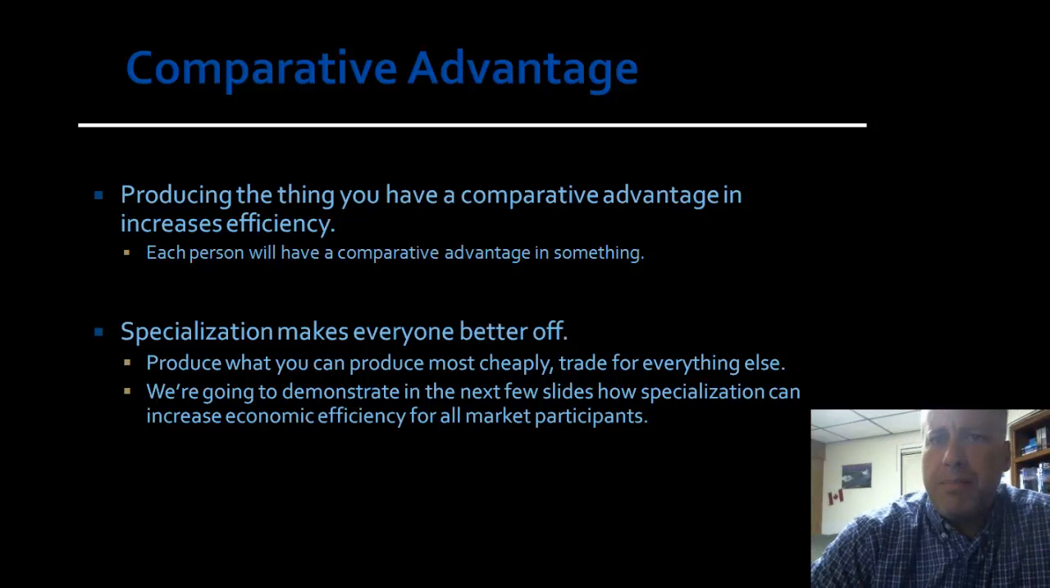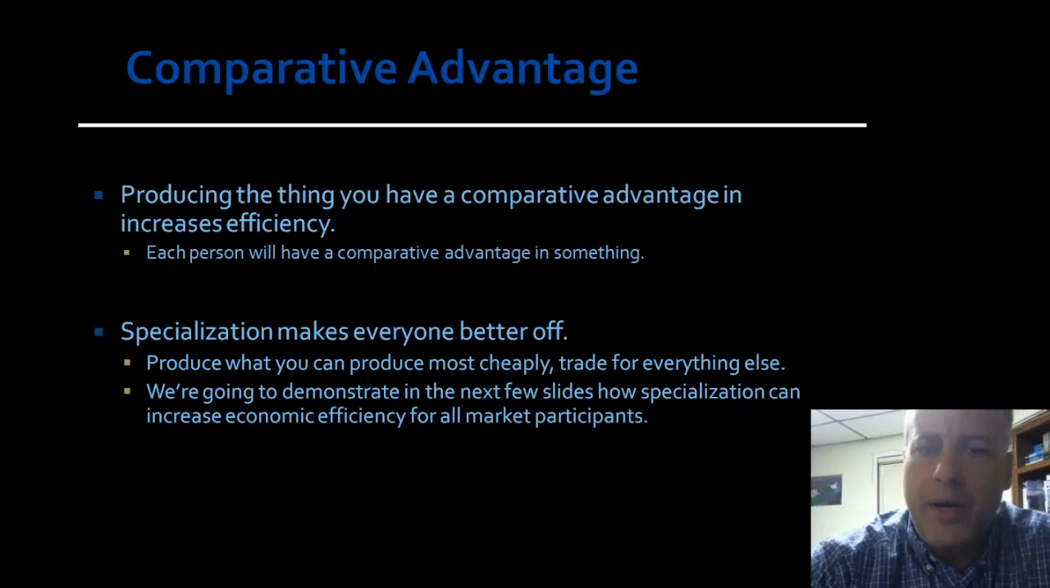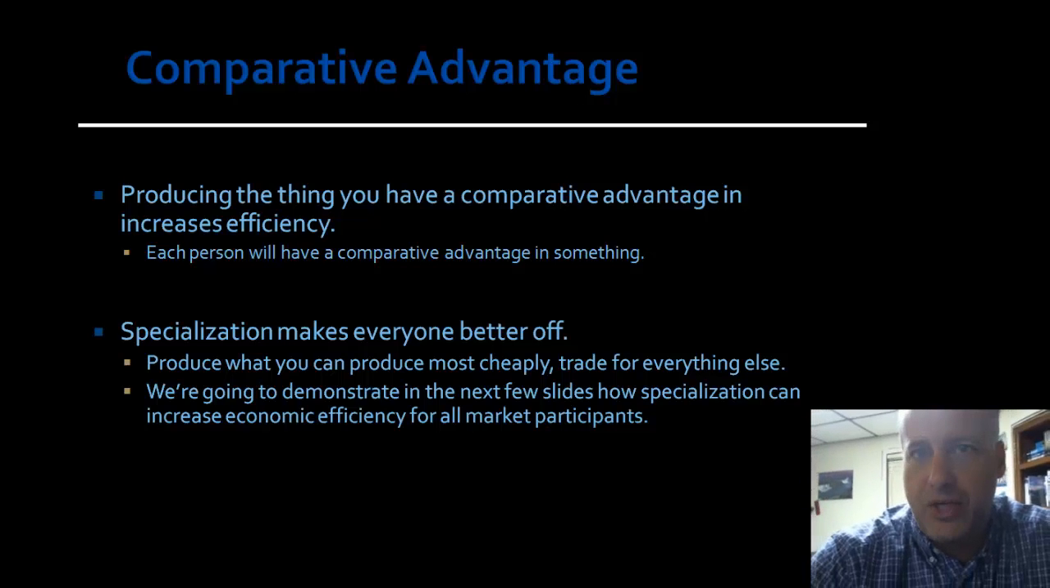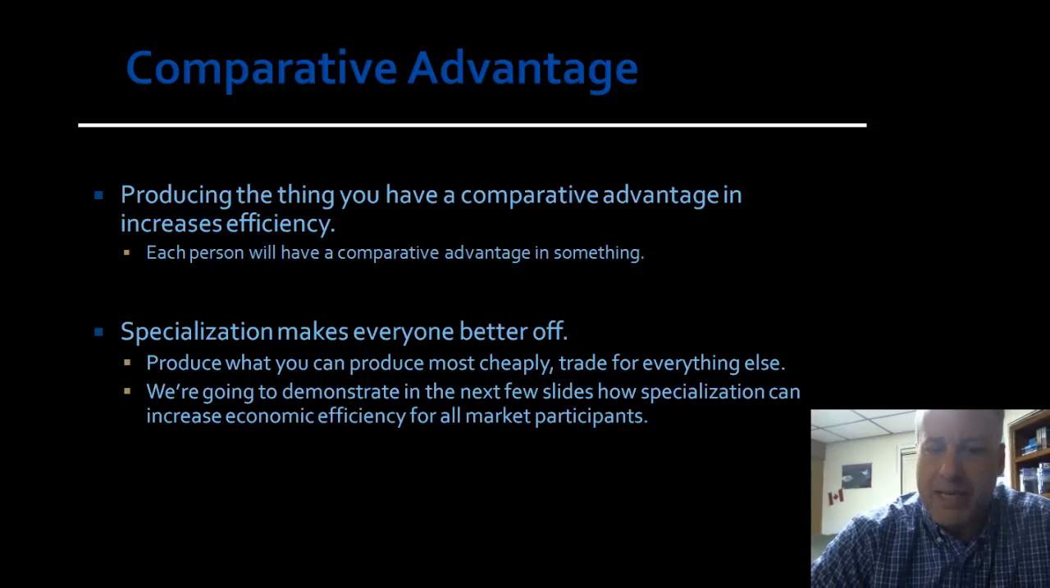One thing that's important to notice, in an economy-wide perspective, is that if we all produce the thing we have a comparative advantage in, this will increase the efficiency of production for the whole society. We also want to note, and we'll demonstrate this going forward, that each person will have a comparative advantage in something. The next thing we notice is that specialization makes everyone better off.